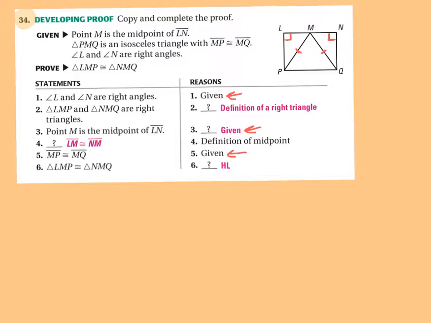Then it says that triangle LMP and triangle NMQ are right. Because you have the right angles there, you know they're right triangles, which would be the definition of a right triangle. Then you go to the midpoint, so then you say that this is congruent to this. That would be the definition of the midpoint. And then you get your last given, and then you've got your triangles are congruent because of hypotenuse, leg. They have to be right triangles, you have to have the hypotenuse congruent, and you have to have the leg congruent.